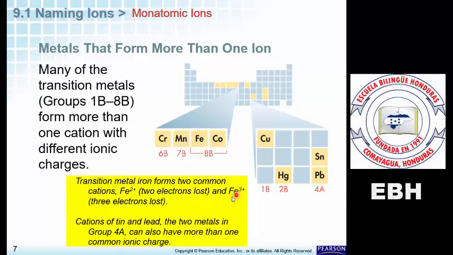And another example, you have the same symbol. Over here is iron again, Fe, with a 3 positive charge. That means the element loses 3 electrons in this case. Cations of tin and lead, the two metals in Group 4A, can also have more than one common ion charge. You have to take a look at your periodic table, guys, and try to memorize which groups are transition metals and cations.